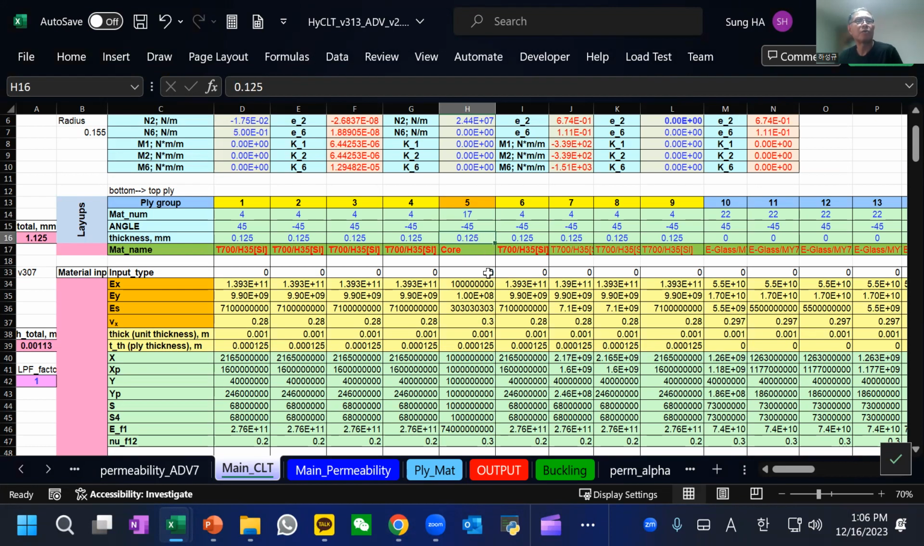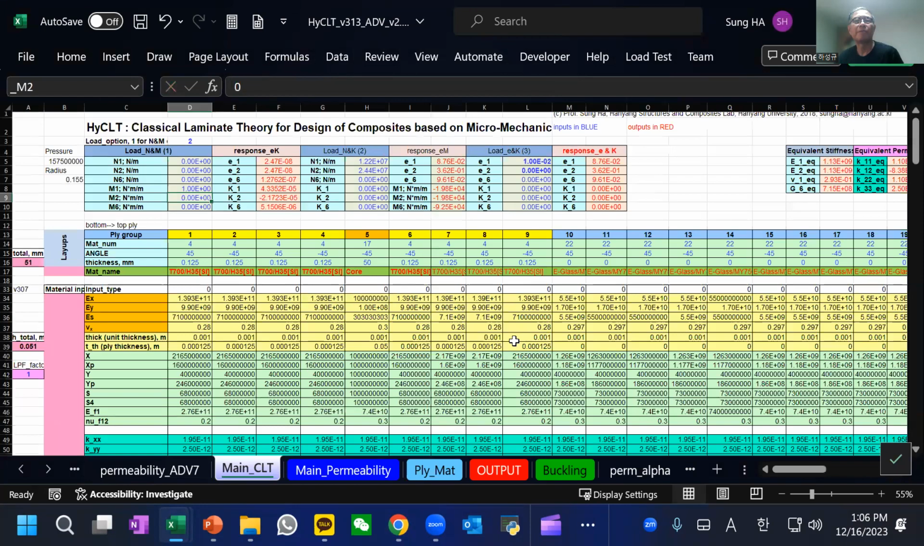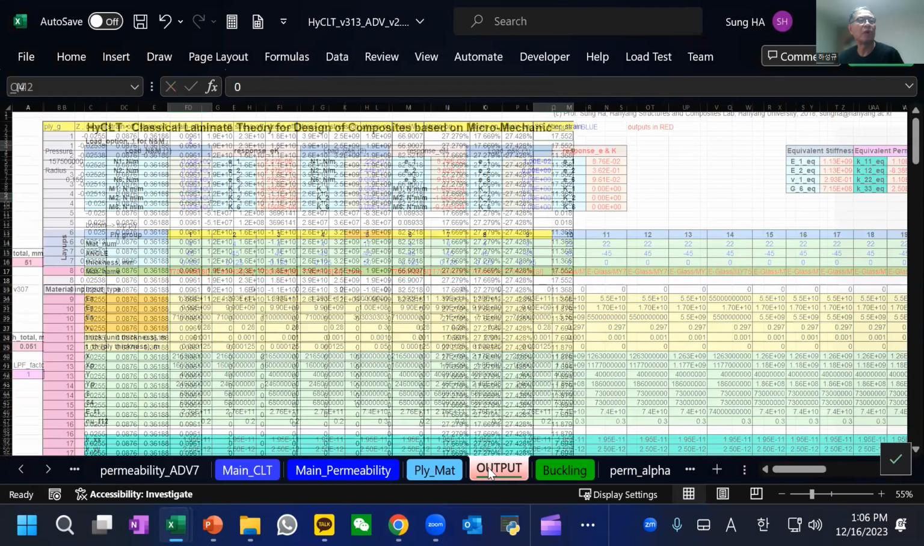Now let's try to choose the thickness. So this is 0.1 millimeter and 0.1 millimeter. Now we would like to see that this one is like 50 millimeter. Okay, and then let's apply a certain load, say bending moment, because the bending moment is the most critical one. And let's directly go to our output.